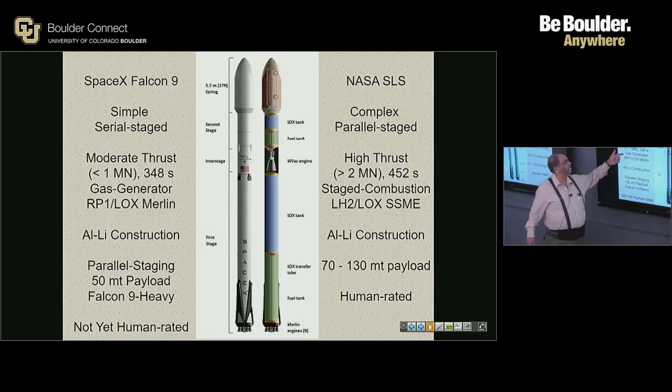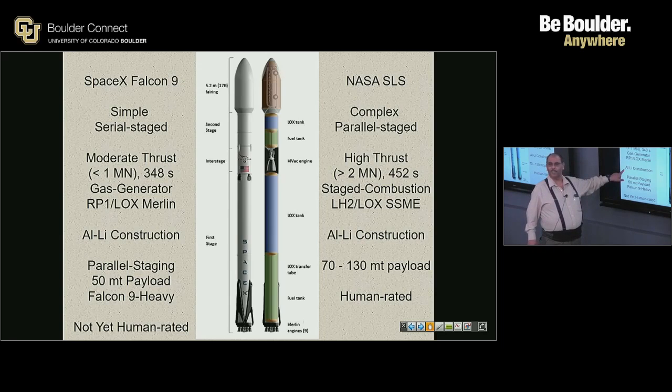This is a simple gas generator cycle in which the gases used to drive the turbo pumps are just exhausted, whereas in the space shuttle, those gases are not wasted. They're injected into the main thrust chamber. That is why its performance is higher.